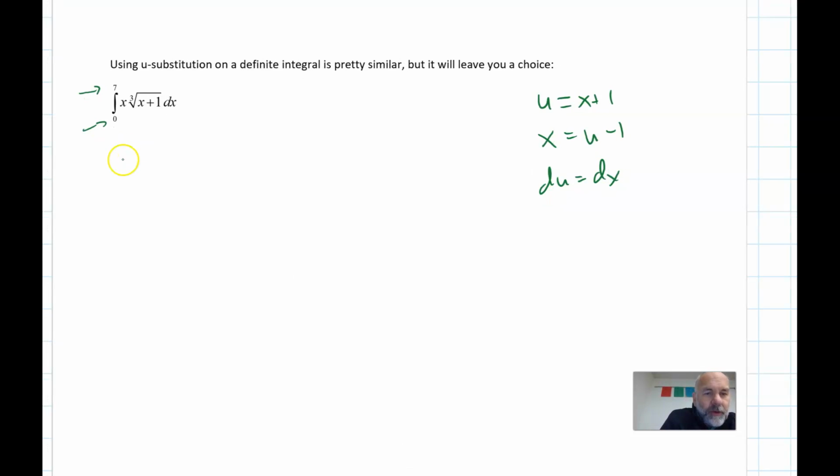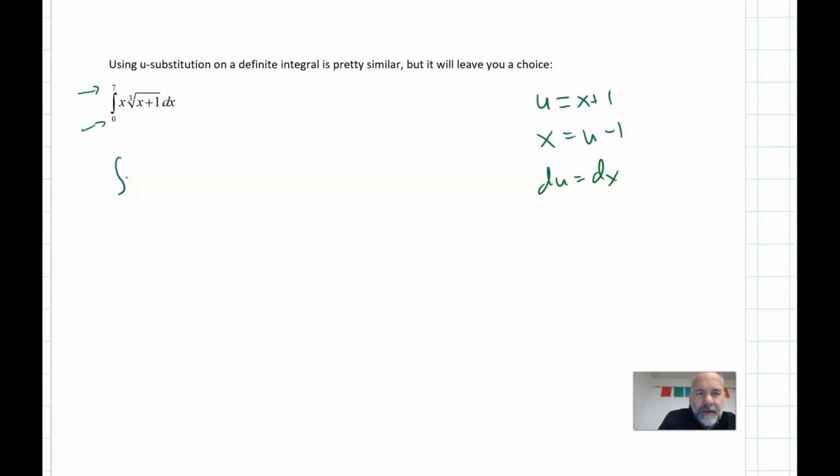This is working good. And so it's the integral of, and then the x becomes a u minus 1. And then the x plus 1 becomes a u, so that's cube root of u, and dx is just du. But now I got a little problem. I'm having the bounds go from 0 to 7, right? But that's from x equals 0 to x equals 7. That's not u equals 0 to u equals 7, that's x equals 0 to x equals 7. When I switch my variable now, I got to think about that.